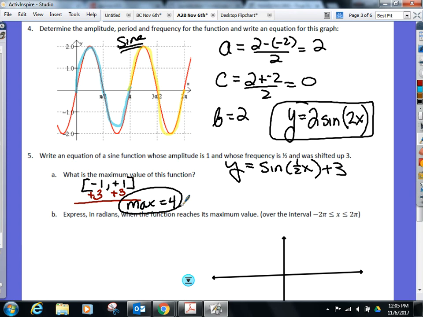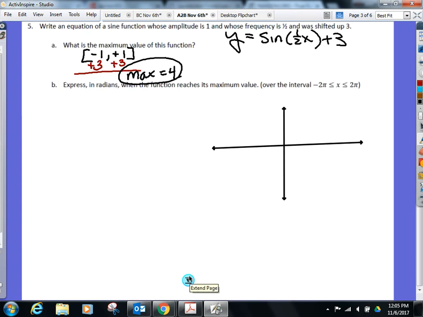Okay, part B now. Here's where we're going to have to graph it. We know it goes up to 4 for a maximum. Where on the x-axis will it hit 4? That's what I want to know. From -2 pi to 2 pi over this interval, where will it hit 4? Basically, with my help, do a quick sketch of this for me. Quick sketch, nothing official on graph paper.